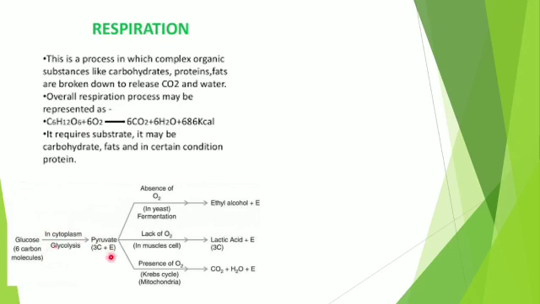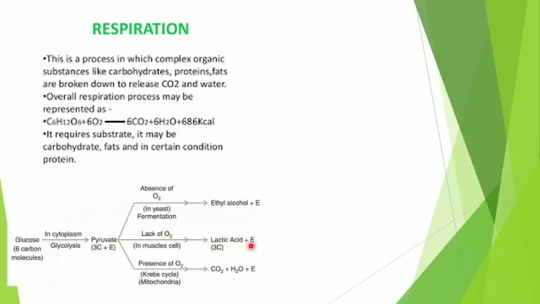After that, what will happen to the pyruvic acid depends upon the presence or absence of oxygen. In animals as well as in plants, if there is lack of oxygen, if oxygen is deficient in that particular cell, then the pyruvic acid will get converted to lactic acid and release energy.